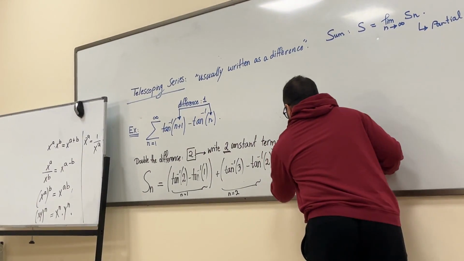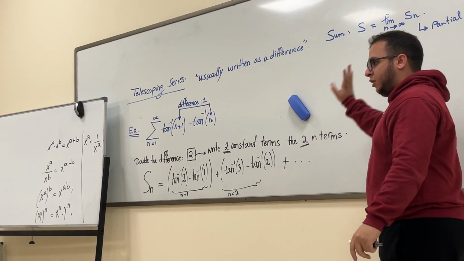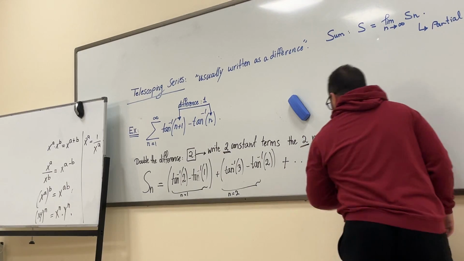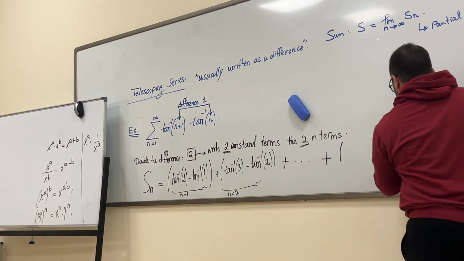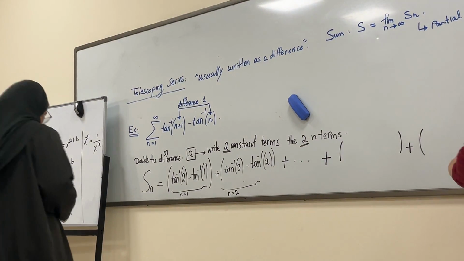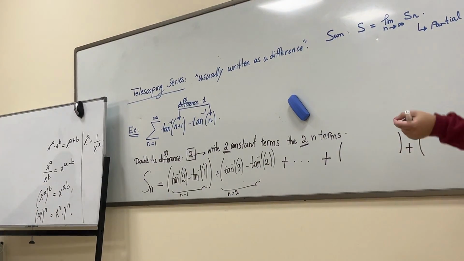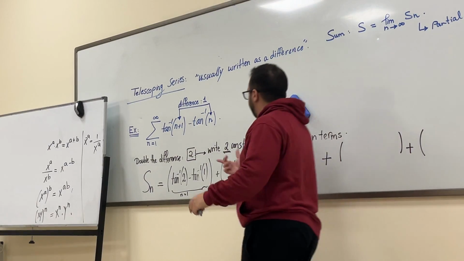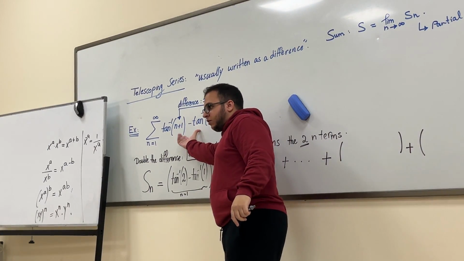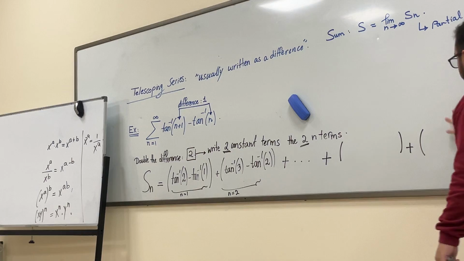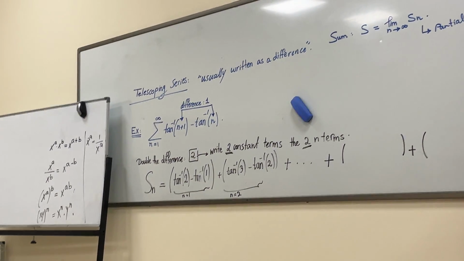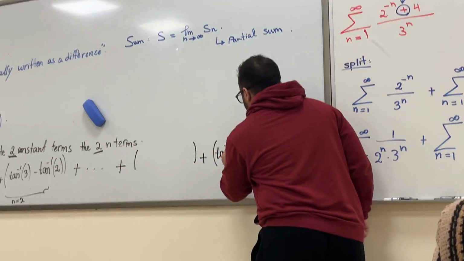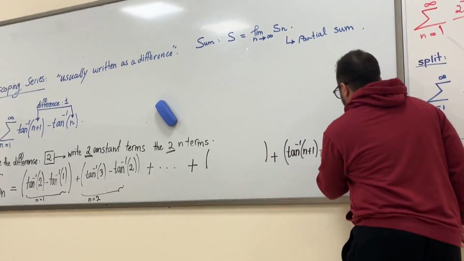Plus, keep going, but you don't write this. You just literally write plus, dot, dot, dot. Plus, I want you to write 2 more terms. But they're not constant terms. The n is not a number. n is n. You write it as n. How do you do that? You take this, copy, paste here in the last term. So what do I have? Tan inverse of n plus 1 minus tan inverse of n.